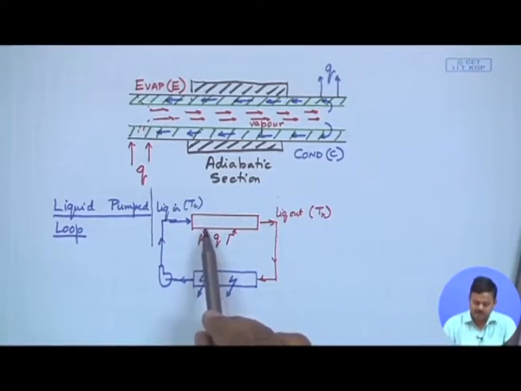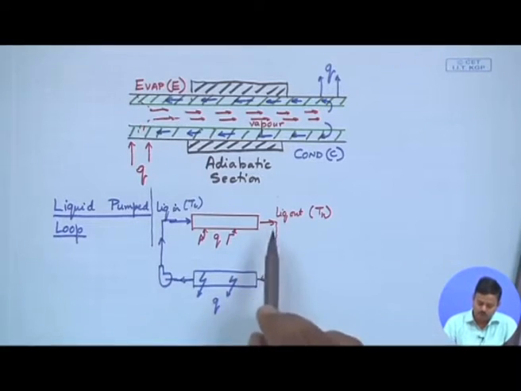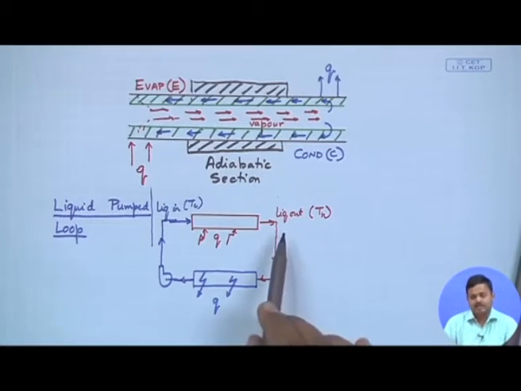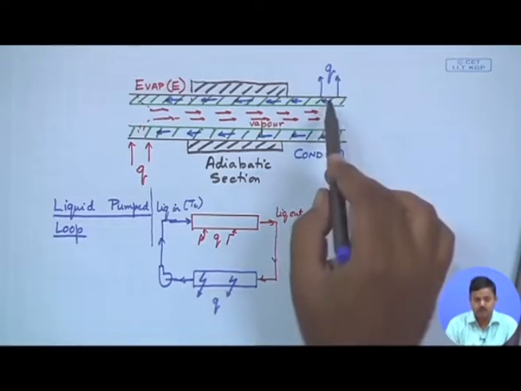Do we have a hot section from which a cold liquid is removing heat? Yes, we do, which is the evaporator section. Do we have another section where the hot fluid, which can be single phase or two phase, is cooled down to its original temperature? Yes, we do, that is the condenser section.